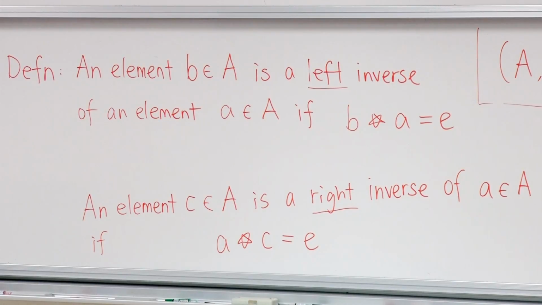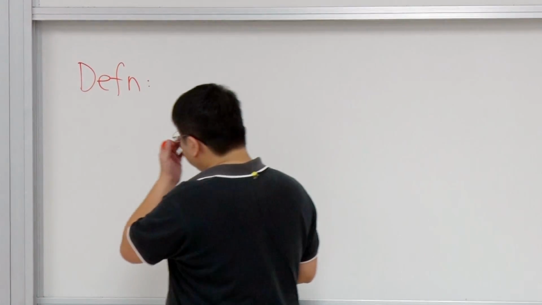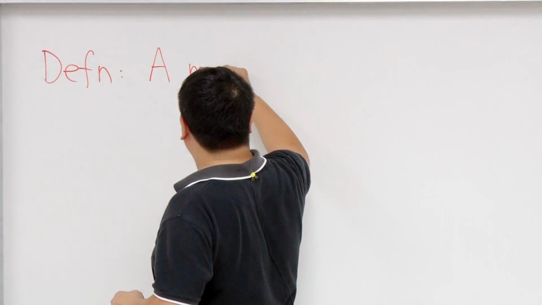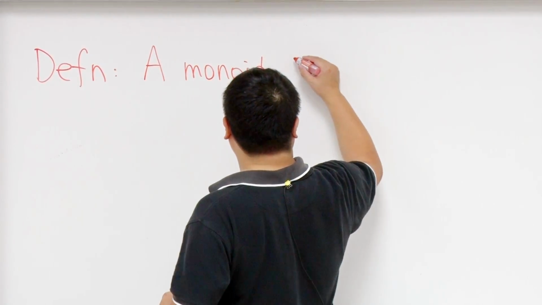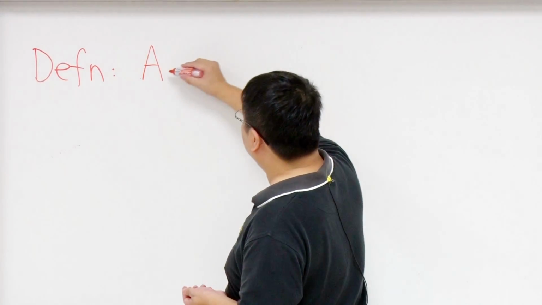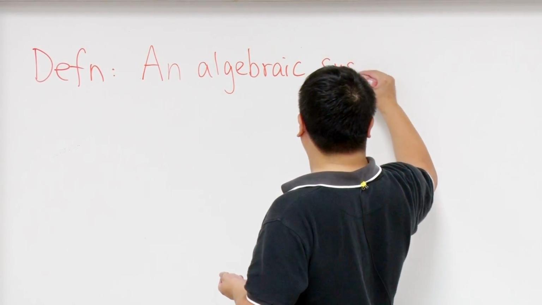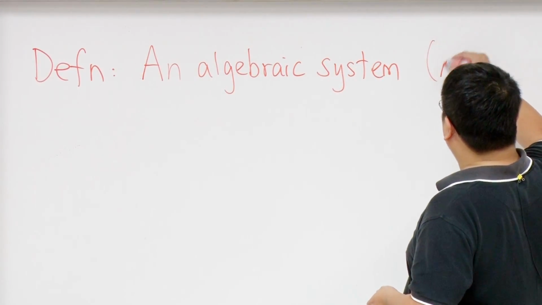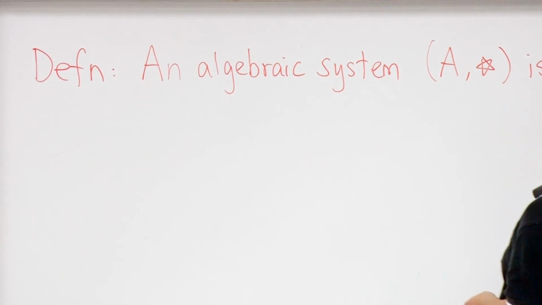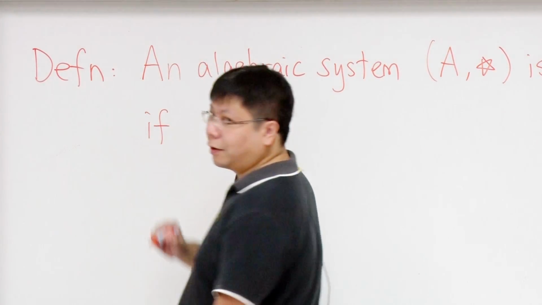So we can define what a group is here. Perhaps an algebraic system A star is a group, it's called a group, if the following are all satisfied.